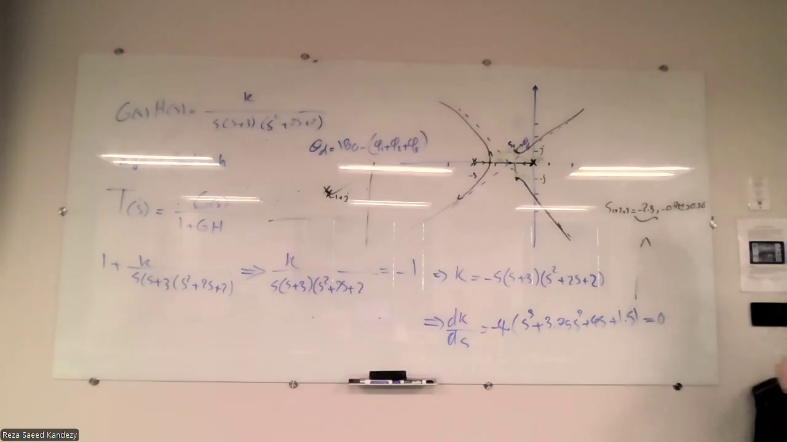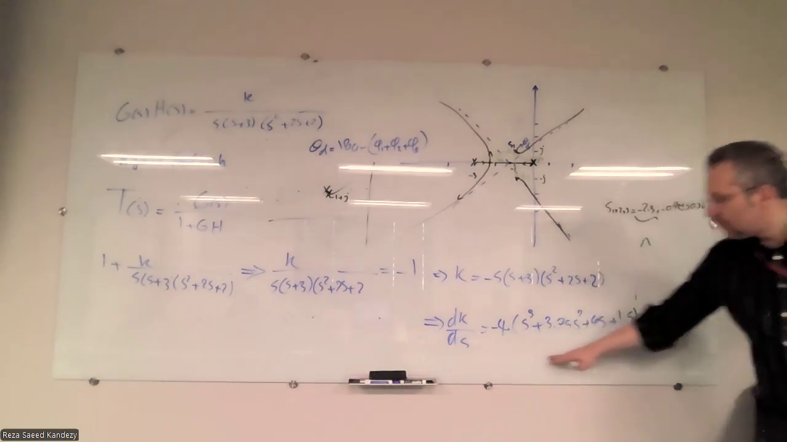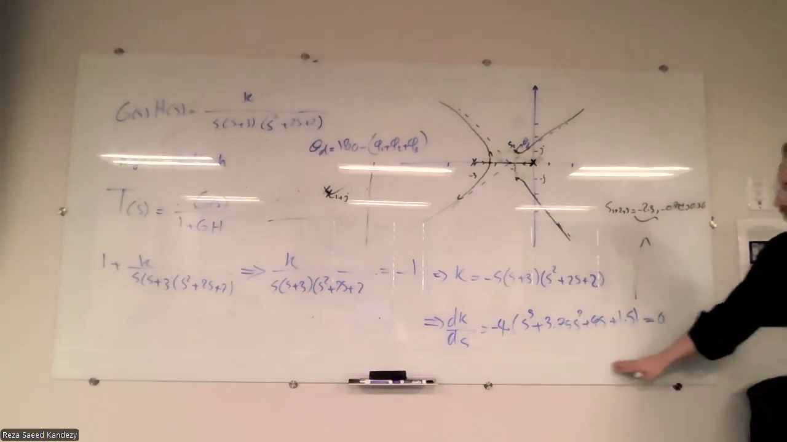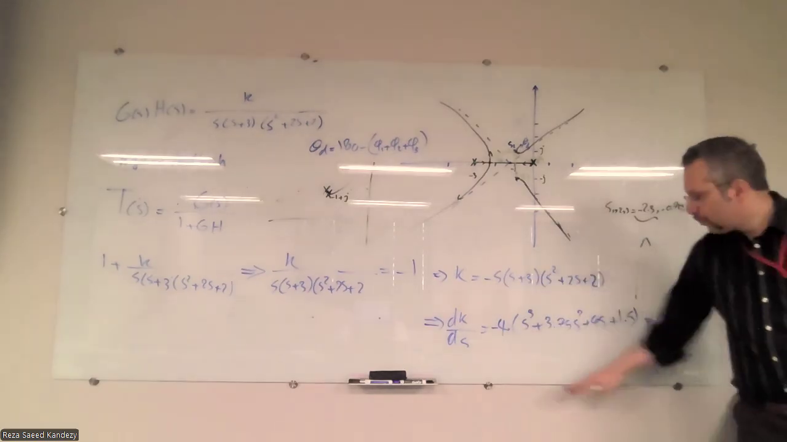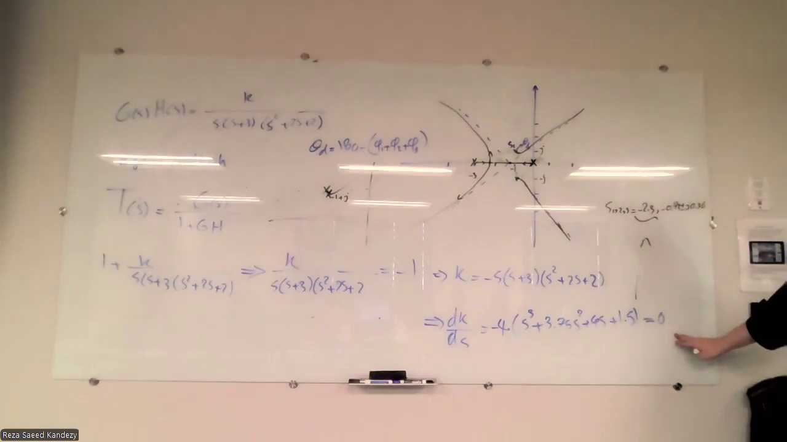Wait, so those S's came from this K function? Yes, we take the derivative of that K function and set it to 0. If we do that, it gives us all the local or global max and min of our trajectory.